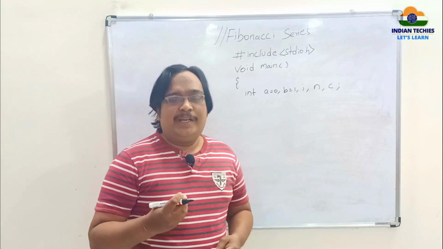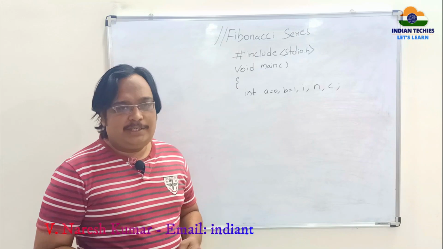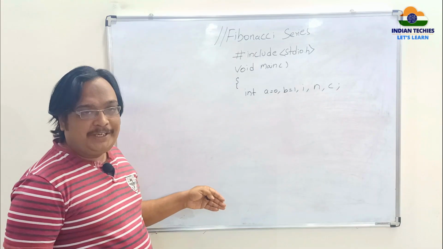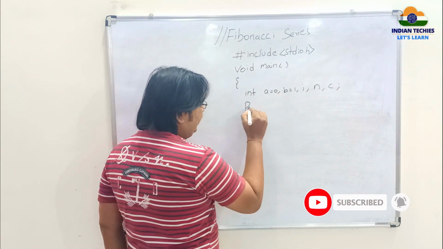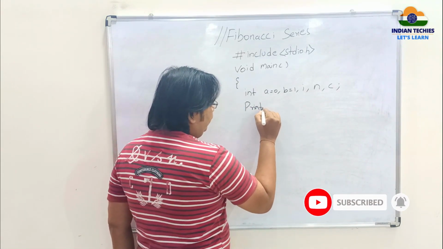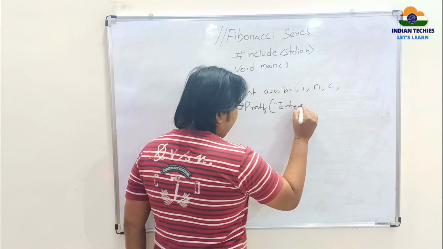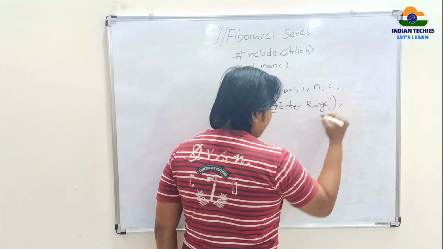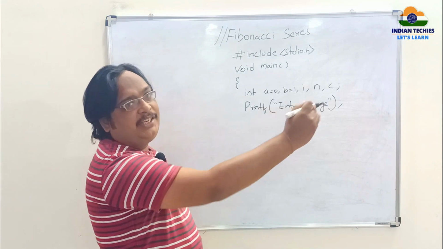First of all, we have to take input from the user. That is, the Fibonacci series you are going to print, but how many values you are going to print? That one I have to take as input from the user. That is, printf, enter. I am considering it as a range, so I am asking the range. If you want, you can write another statement like enter the range of Fibonacci series.